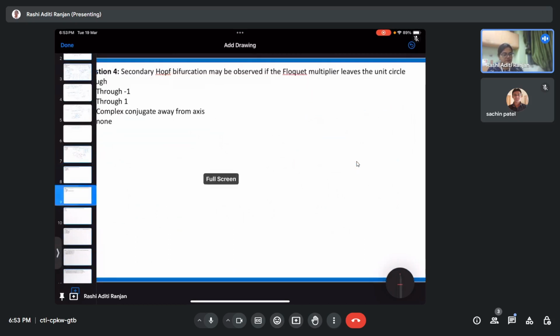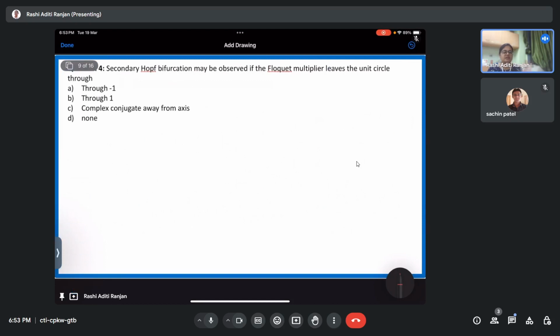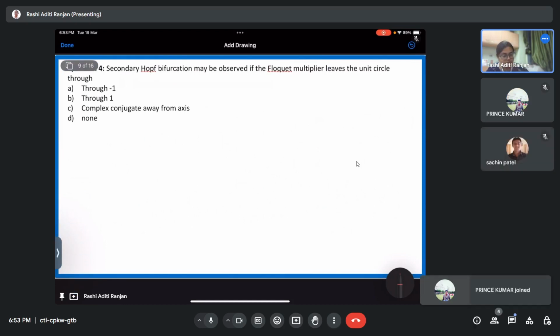Coming on to question number 4. This is a very easy question. I will not discuss anything because I've discussed it already. Secondary Hopf bifurcation may be observed if the Floquet multiplier leaves the unit circle through complex conjugate away from the axis.